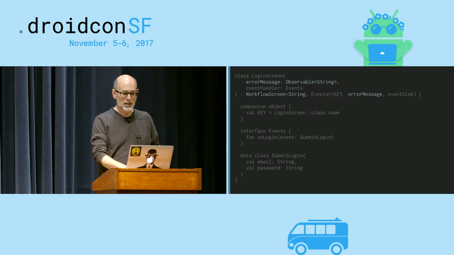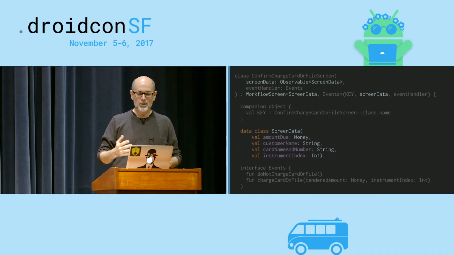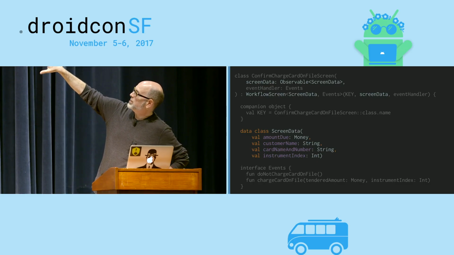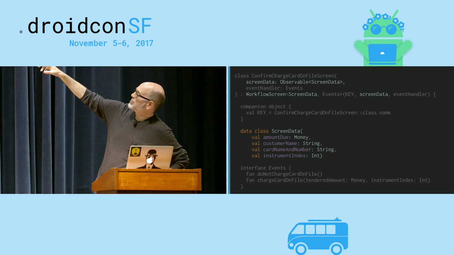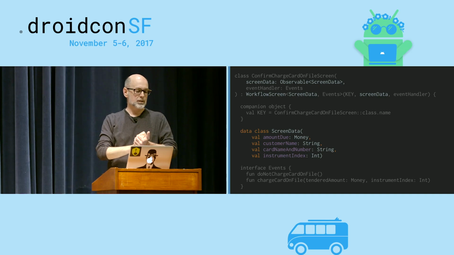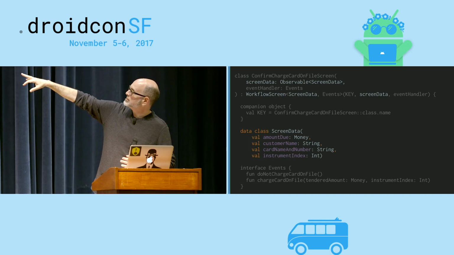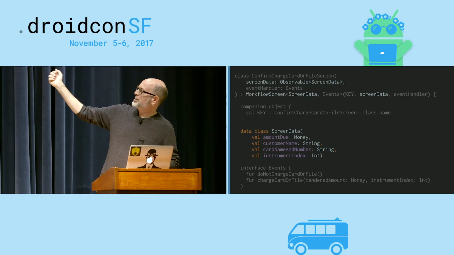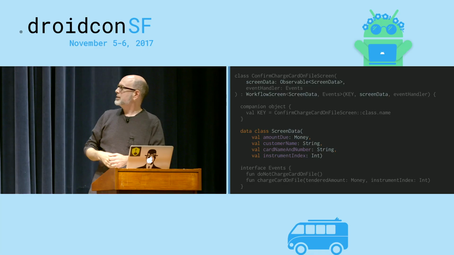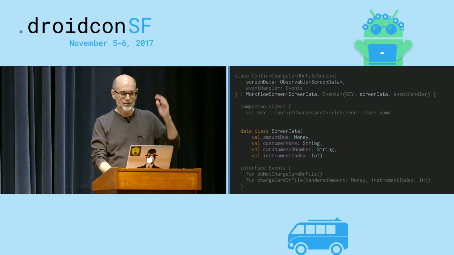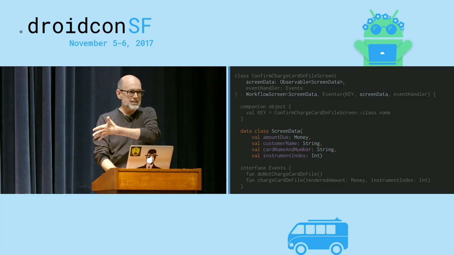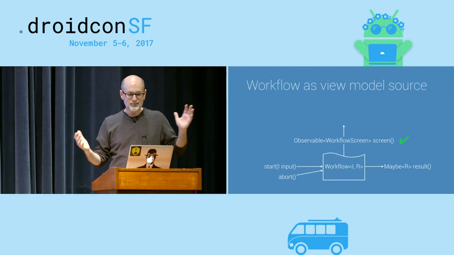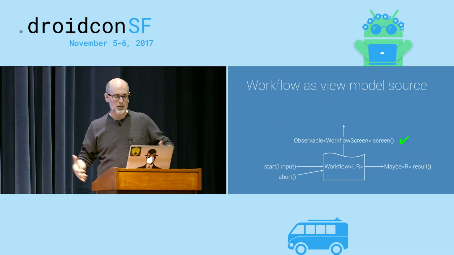Just a little tangent here, a more interesting screen, and this is one I actually did take straight out of our app, would have more complex screen data. This is the screen that confirms that you're charging, I forget exactly what it does, but it could be showing you the amount that's going to be charged, the customer's name and the obfuscated credit card number, and I don't even know what an instrument index is, but that's the idea. It's just the blob of stuff that defines what you're going to render. So that's what our workflows are emitting.